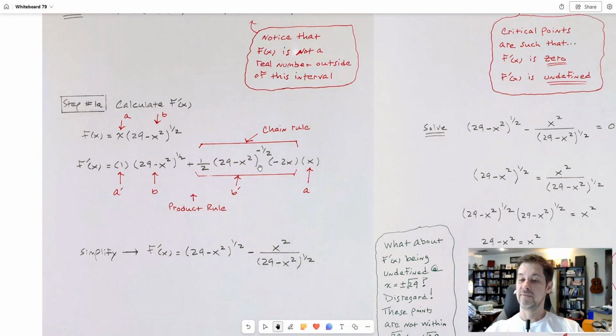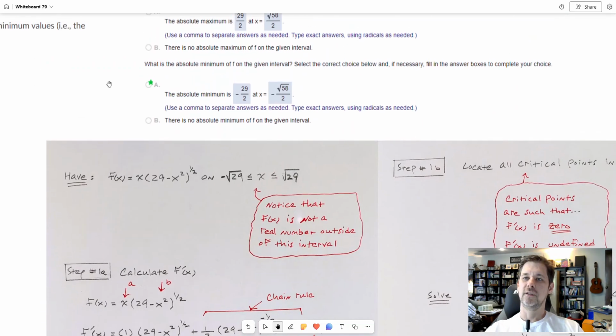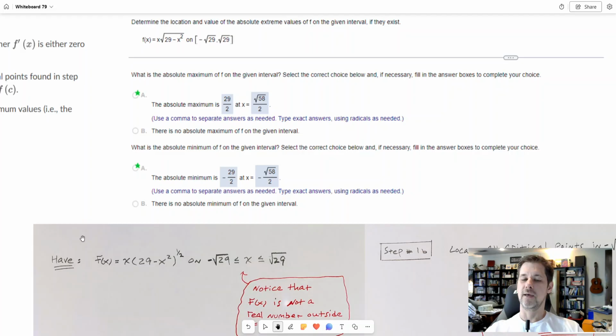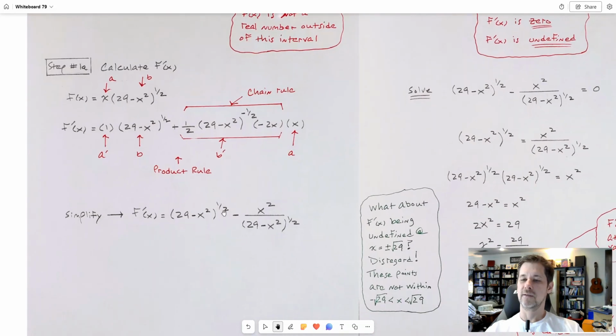If I simplify that, I'll get this. Throughout this problem, I've chosen not to write square roots like that, and I've written everything as the 1/2 power, which would be more helpful for us anyway. So that's step 1a. I have my derivative.